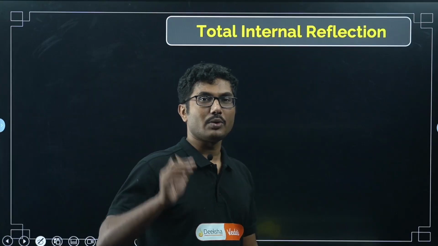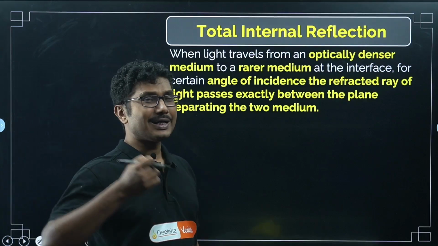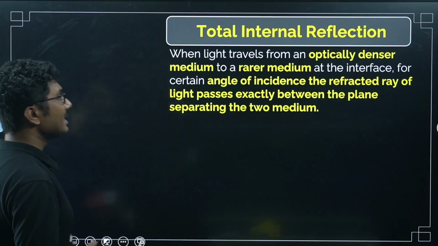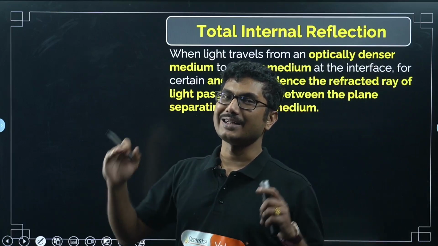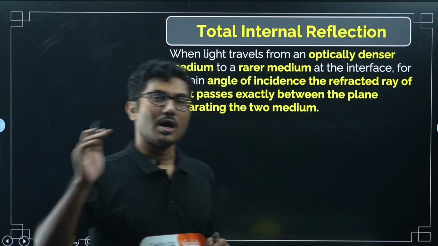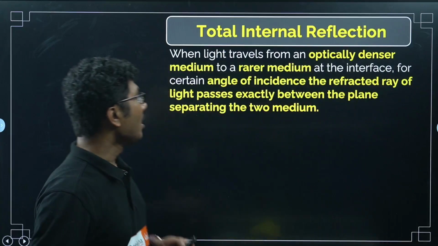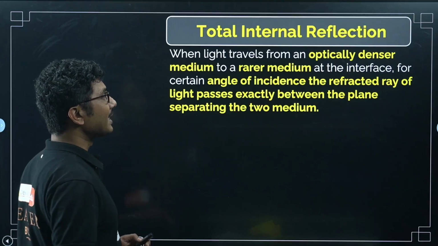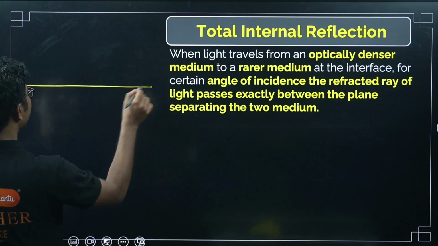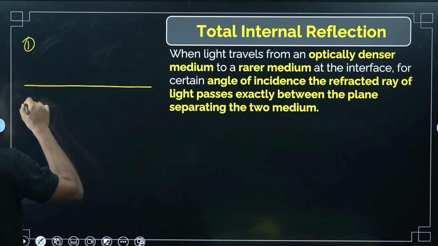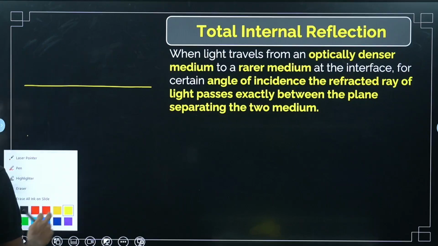Now we are going to talk about total internal reflection. When light travels from an optically denser medium, so now this is a specific case. Up to refraction everything is general, okay. Light is traveling from medium 1 to medium 2, the ratio of their refractive indexes, ratio of speed of lights. Now here light is traveling from optically denser medium to a rarer medium. Generally we represent this medium as rarer, this medium as denser, right.